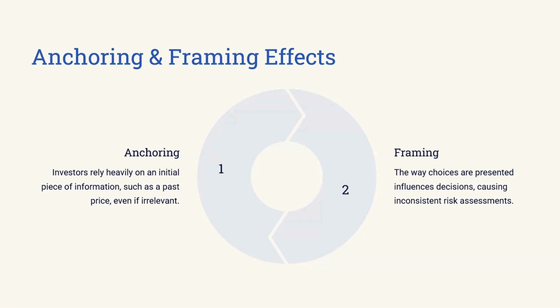Anchoring: investors rely heavily on the initial piece of information, such as past prices, even if irrelevant. Anchoring bias describes the common human tendency to rely too heavily on the first piece of information offered, the anchor, when making decisions. Once an anchor is set, subsequent judgments are made by adjusting around it, but these adjustments are typically insufficient, leading to bias towards the initial anchor.